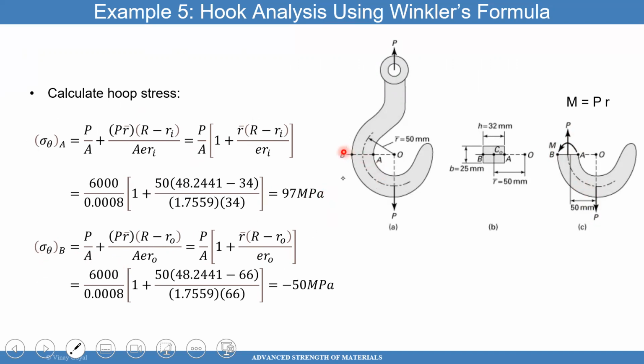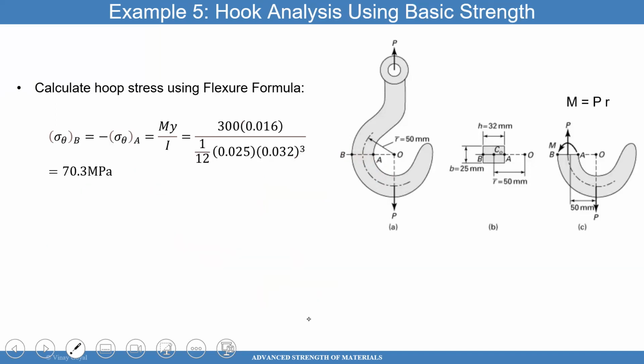For point B, the outer fiber, you get this value, minus 50. That makes sense because I'm applying a load this way, which is causing the hook to be in compression this way while it's in tension in the inner surface.